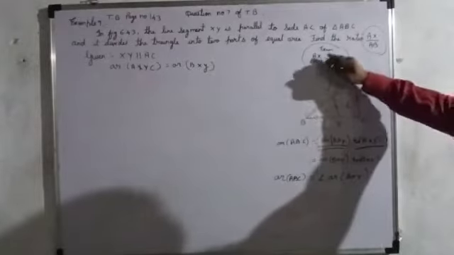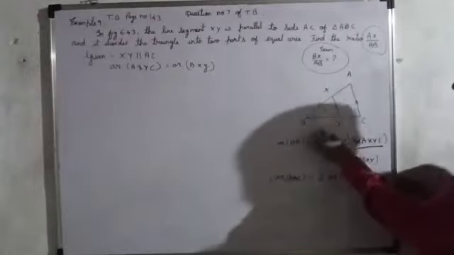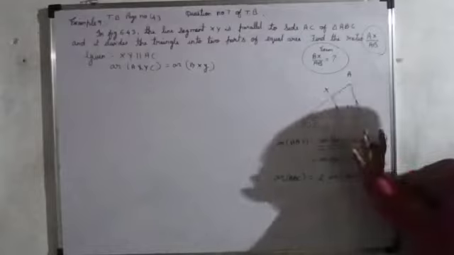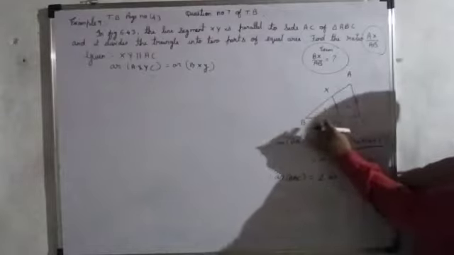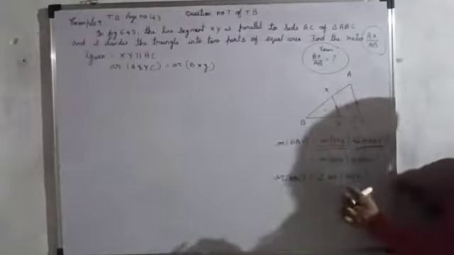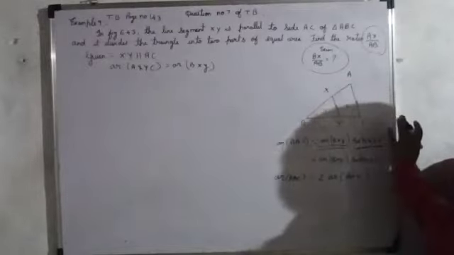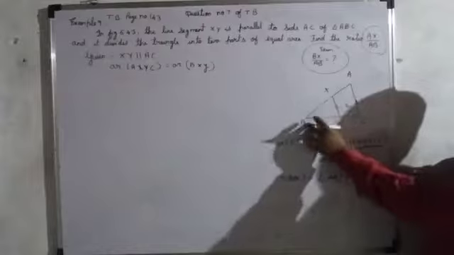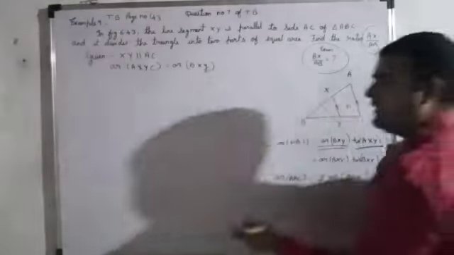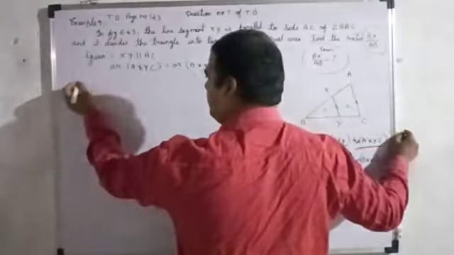So how to find BX upon AB? It's very simple. You can see BX is a part of triangle BXY, and AB is a part of ABC. Can I prove ABC and BXY are similar? Yes, we can prove.